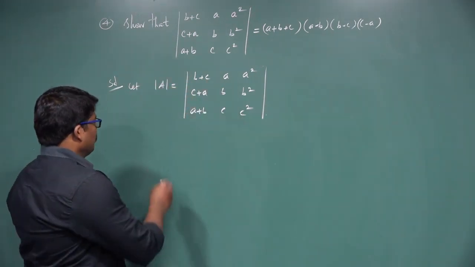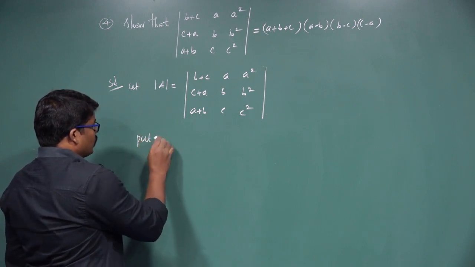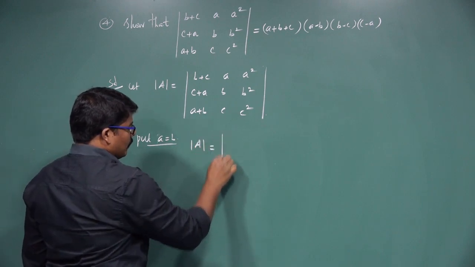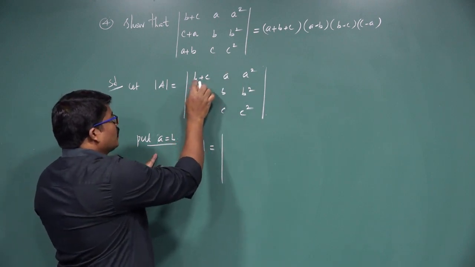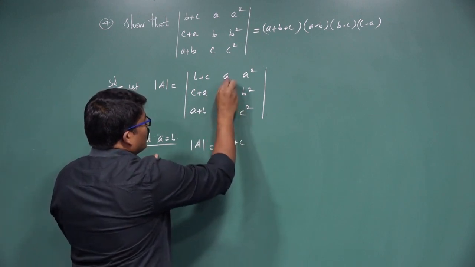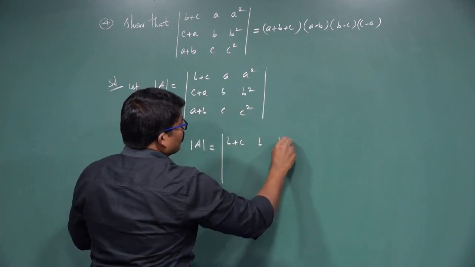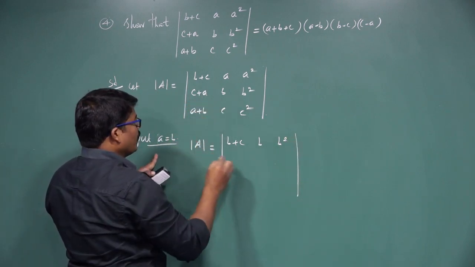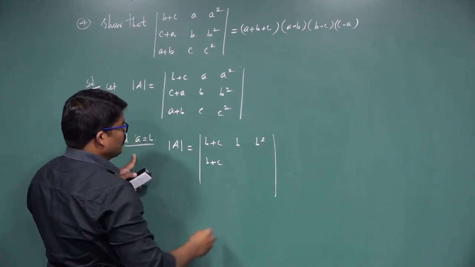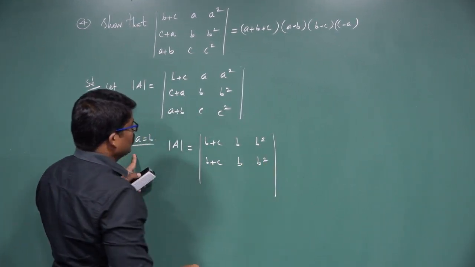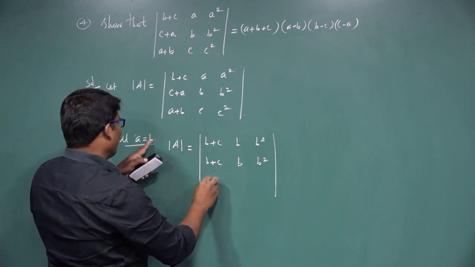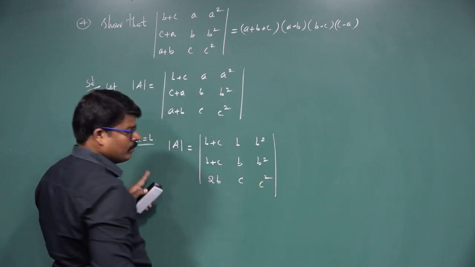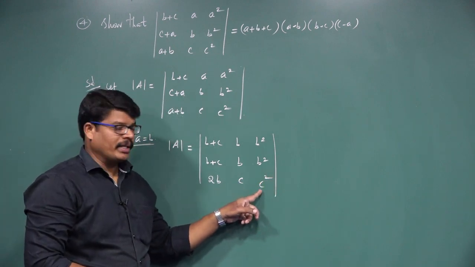Put a equal to b, substitute in the determinant. First row: b plus c, b square. Next row, c plus a, here a value is b, so b plus c, b square. And third row, a plus b, here a value is b, so b plus b is 2b, 2b, c square.